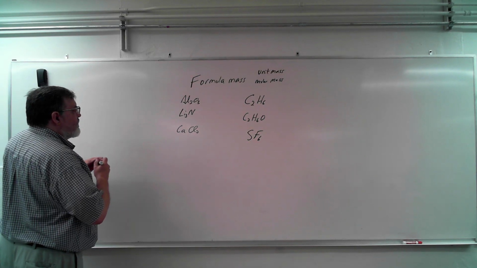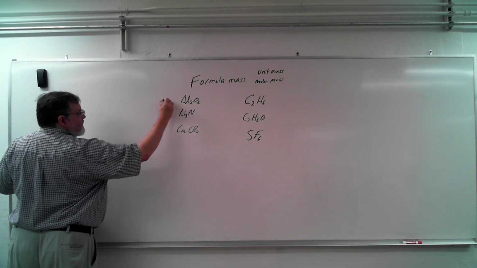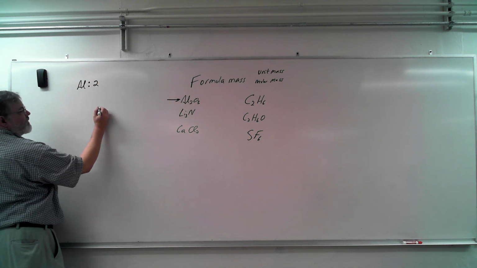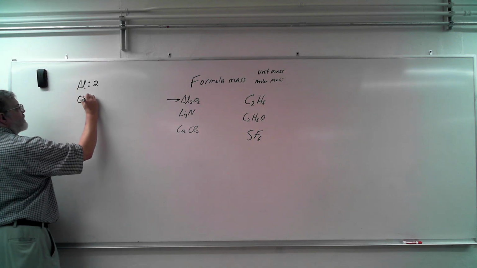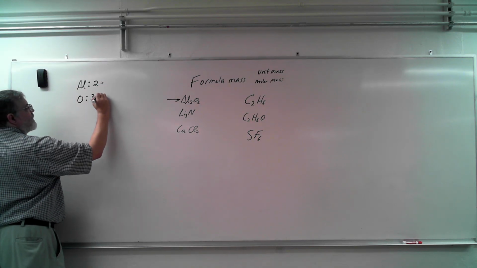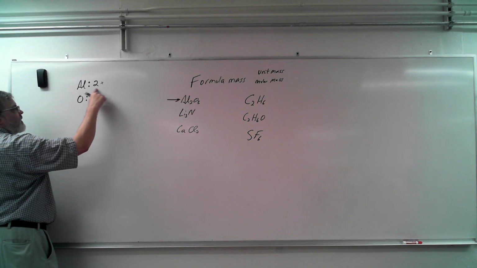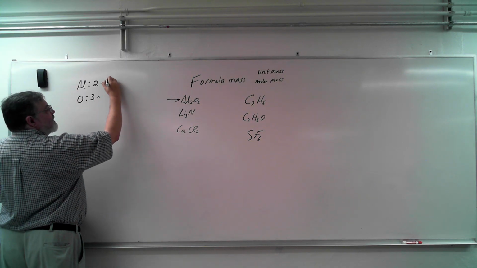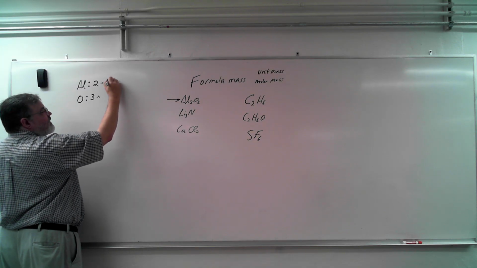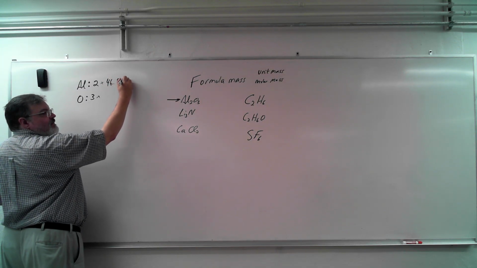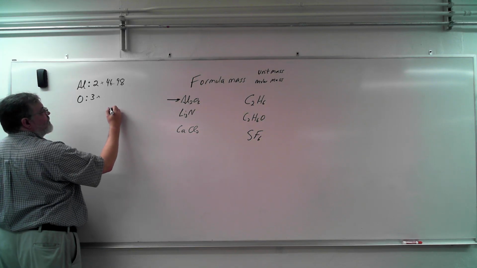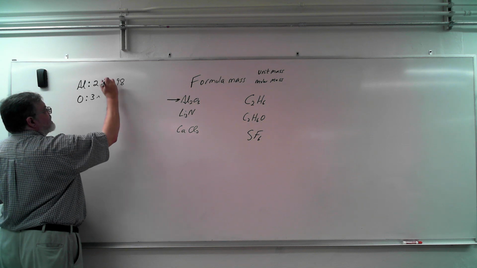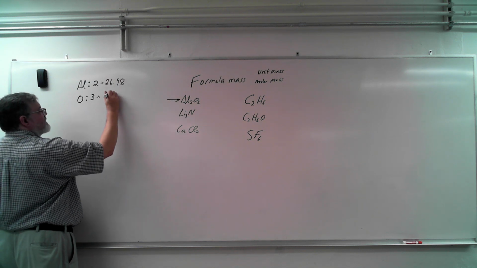All right. Formula mass is this. For this one, I have aluminum. There are 2 of them. I have oxygen. There are 3 of them. Now look on your periodic table for aluminum and tell me what that molar mass is. Say it loud. 26. Yes. And oxygen is 16.